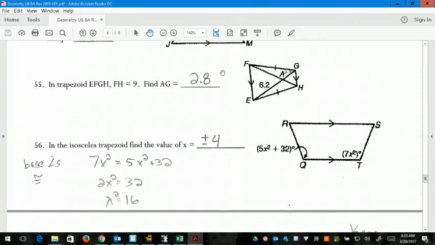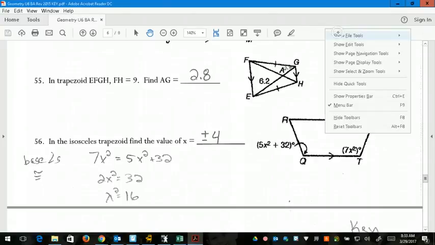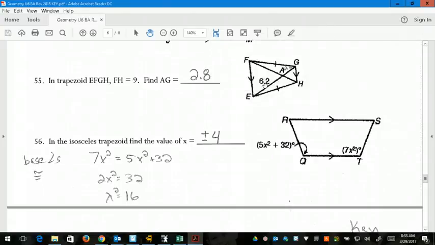In 55, you know FH's whole length is 9. It was marked as an isosceles trapezoid, so EG is also the same length, also 9. So if I know this piece is 6.2, all I have to do is 9 minus 6.2, and I get 2.8 for that piece.